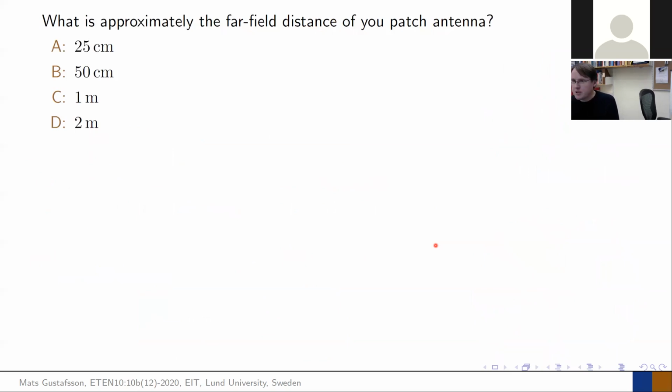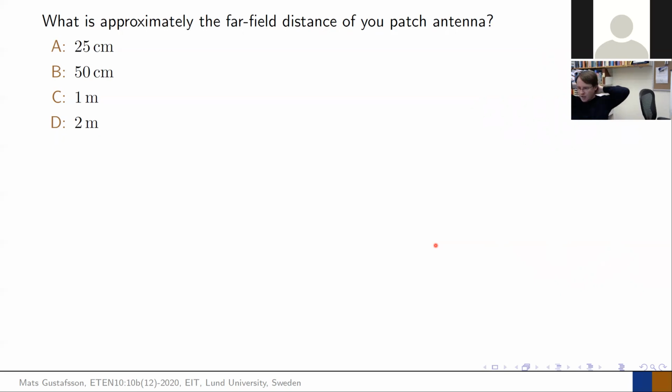So now comes my question to you. You have all this week built a patch antenna. So you basically made your own patch. Similar to these ones, but you built your own patch. You did it for Bluetooth frequency. So what is approximately the far field distance of your patch antenna? How far away do you have to be from your patch antenna to be in the far field? What do you think?